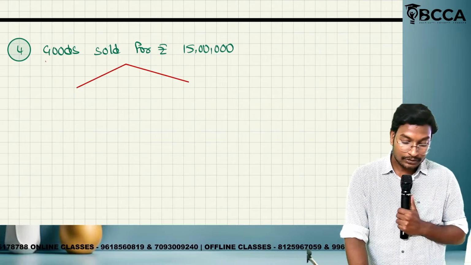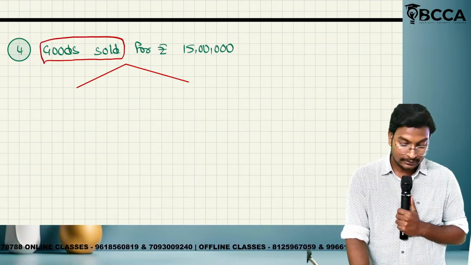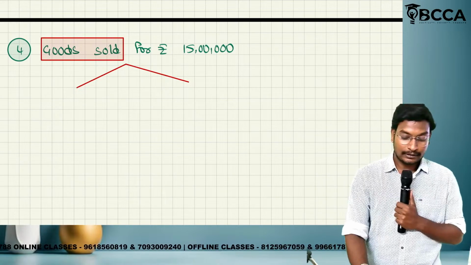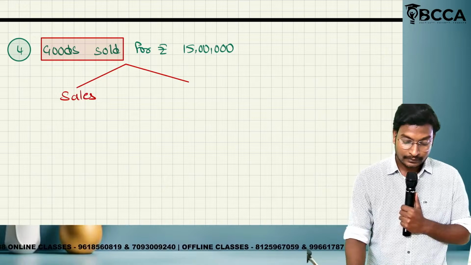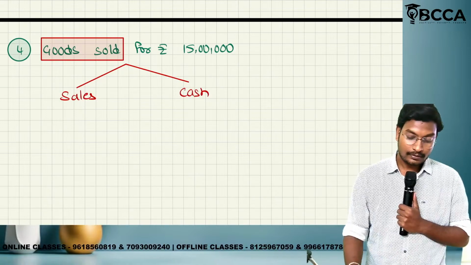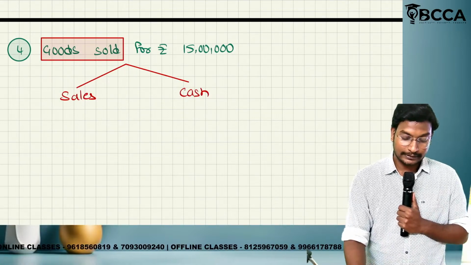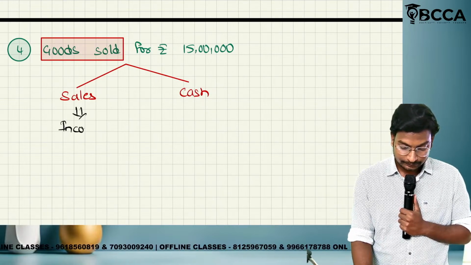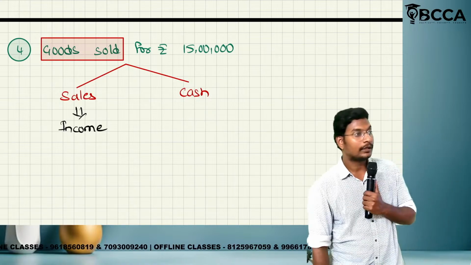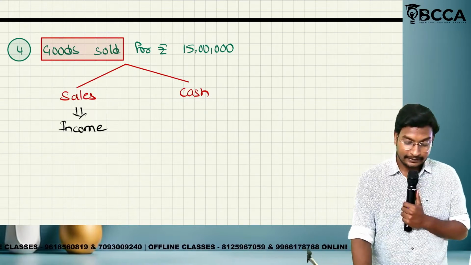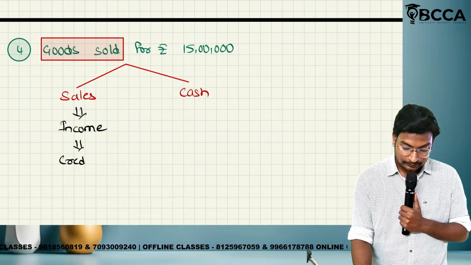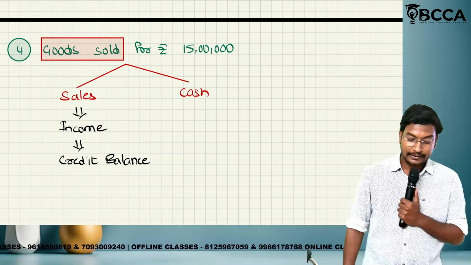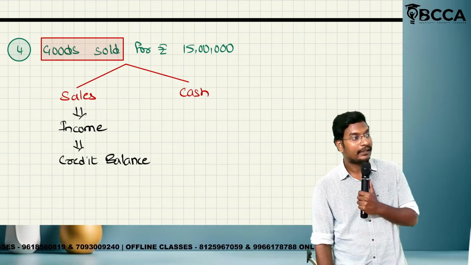Okay. What are the outcomes? Here, have we sold the goods or have we sold the asset? We have sold the goods. So we need to use the word called what? Sales. So what is the outcome? Sales and cash. Sales means what? Income or expenditure? Income. Sales means income. Okay. Income means which balance? Credit balance.